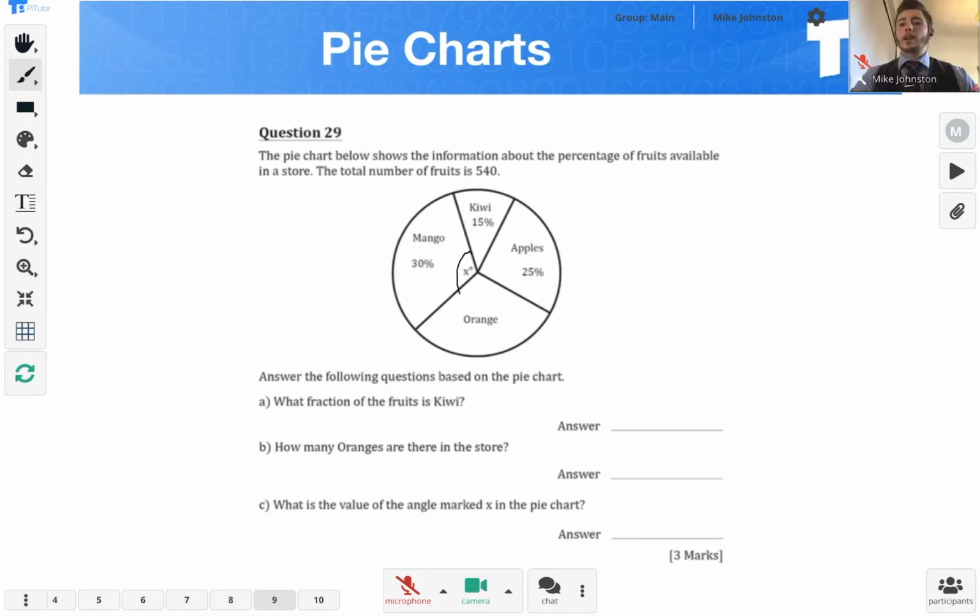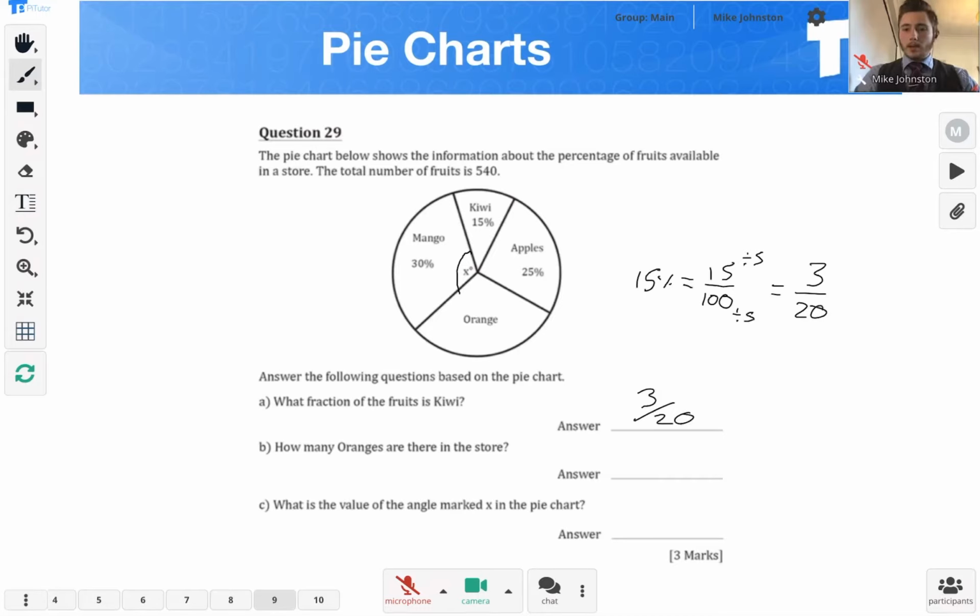So first of all, the fraction of fruits that's kiwi. We know 15% of fruits are kiwi. This takes us back to lesson 3, which was fractions, decimals, percentages. We know that a percentage is essentially that number out of 100. So 15% becomes 15 out of 100. It doesn't actually say simplest form, but it's a good habit to simplify when you can. So let's divide both by 5, and we get 3 out of 20. So 3 out of 20 are kiwi.